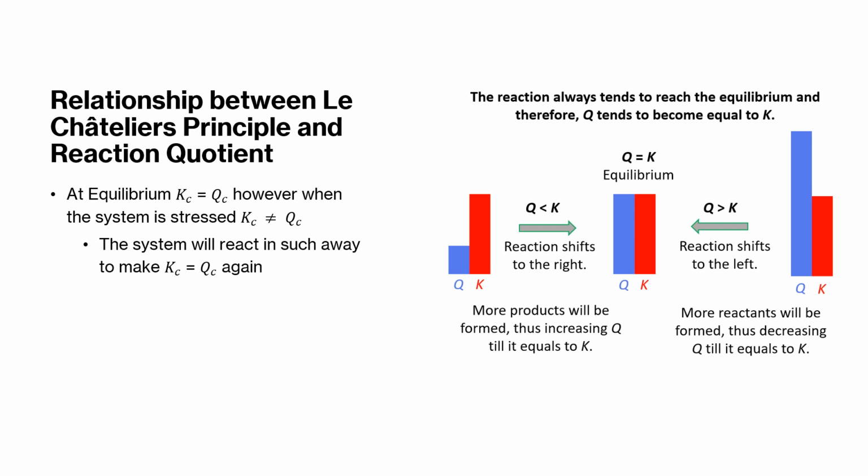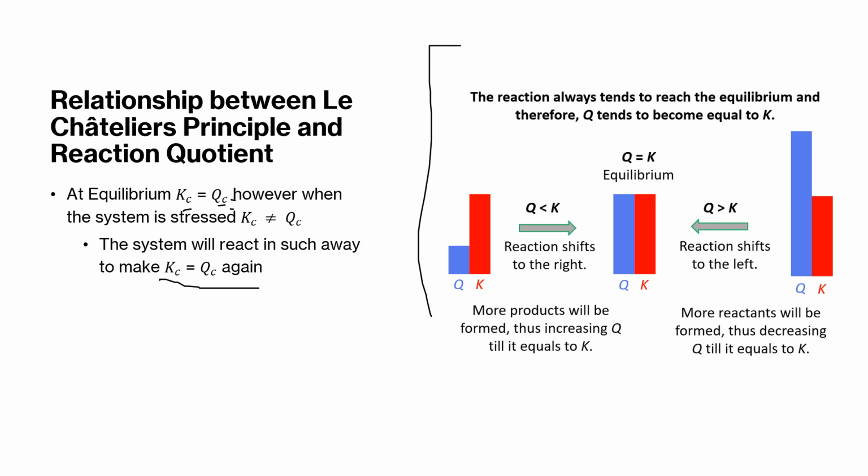Well, at equilibrium, the equilibrium constant Kc is equivalent to the reaction quotient Qc. Note that the C indicates we are talking about concentrations. If instead we were talking about partial pressures, then we would use P. Now moving on. When the system is stressed, this equation no longer holds and Kc does not equal Qc. However, according to Le Chatelier's principle, the reaction will shift in such a way that equilibrium is re-established, therefore making the reaction quotient equivalent to the equilibrium constant.